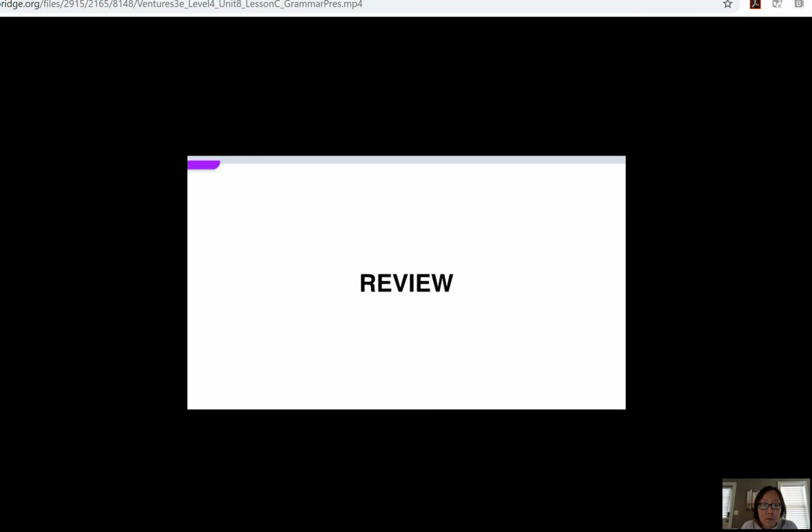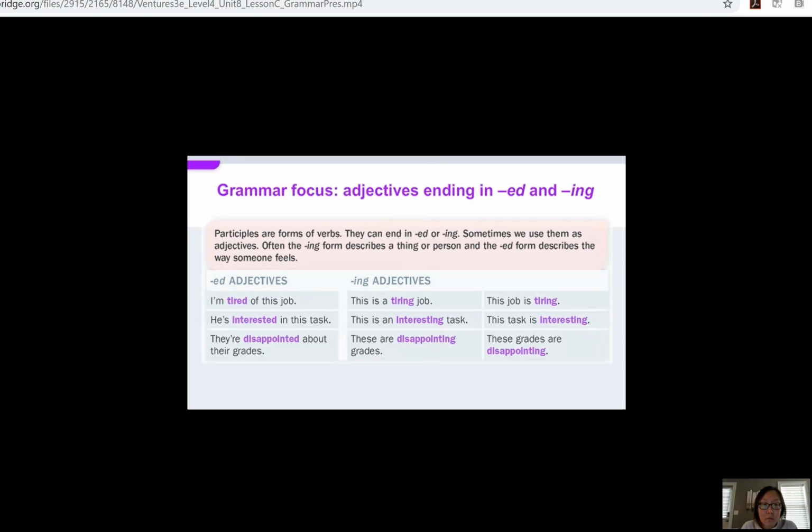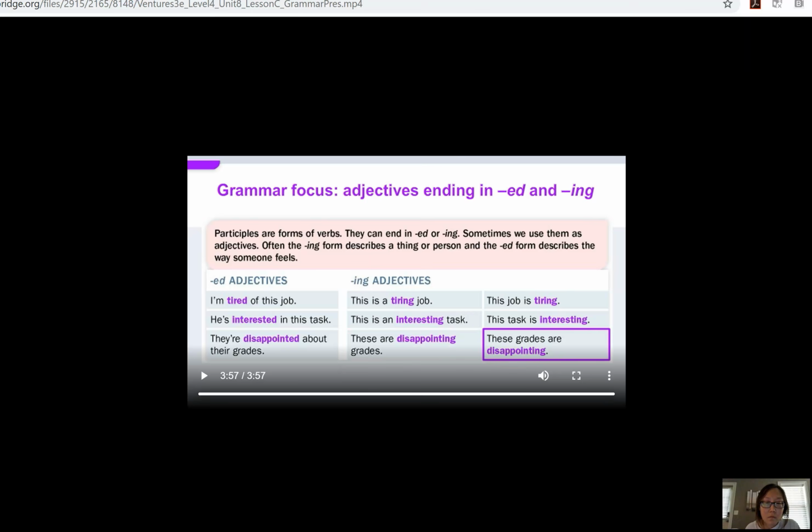Let's review. Ed adjectives. Ing adjectives. I'm tired of this job. This is a tiring job. This job is tiring. He's interested in this task. This is an interesting task. This task is interesting. They're disappointed about their grades. These are disappointing grades. These grades are disappointing.